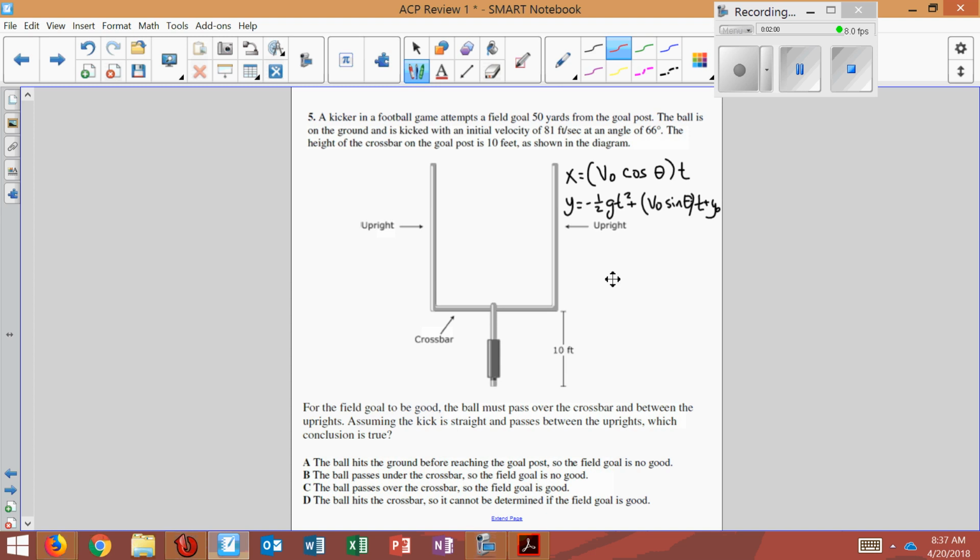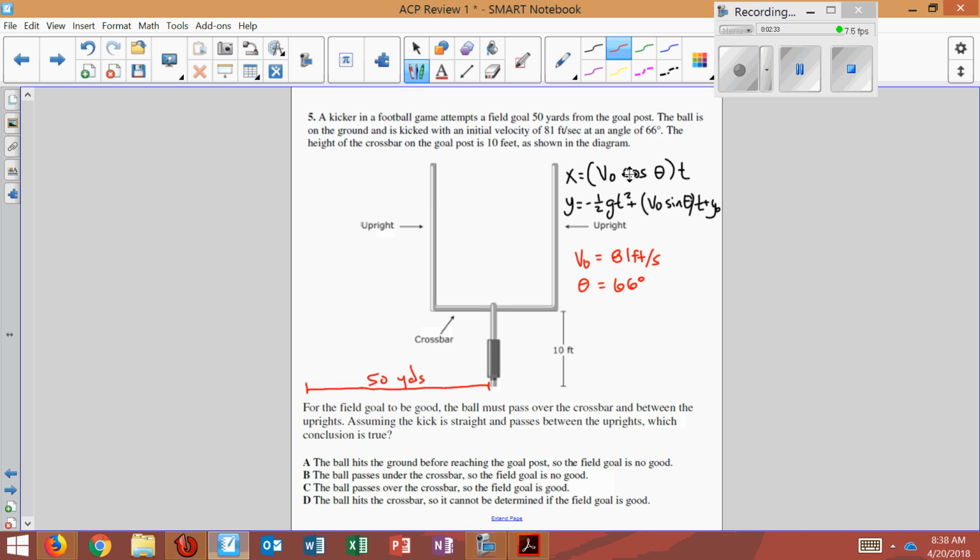On this problem, it says we're 50 yards away. So that's a horizontal distance. So we're kicking 50 yards away. That's what that first value is. It's not a speed. So we have a horizontal distance of 50 yards. And the ball is on the ground. It's kicked with an initial velocity of 81 feet per second. So 81 is our initial velocity, and this is feet per second. And the angle, theta, is 66 degrees.